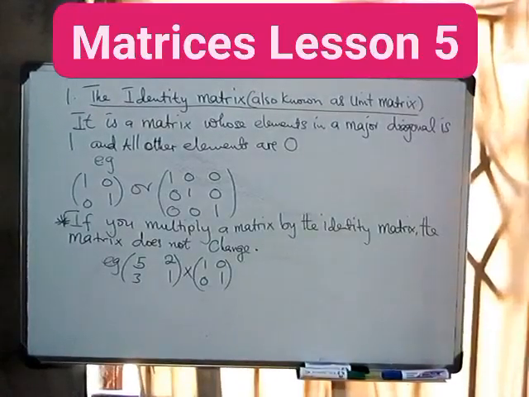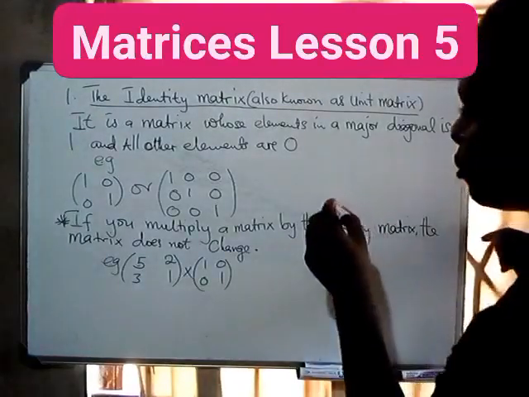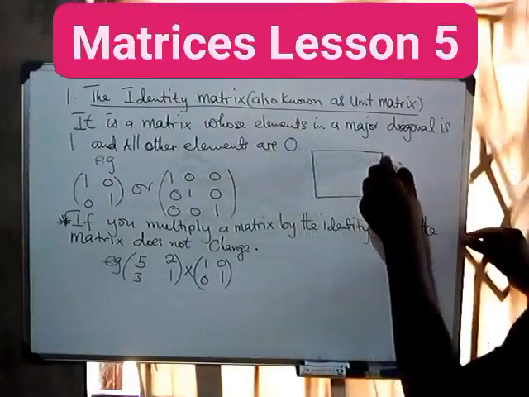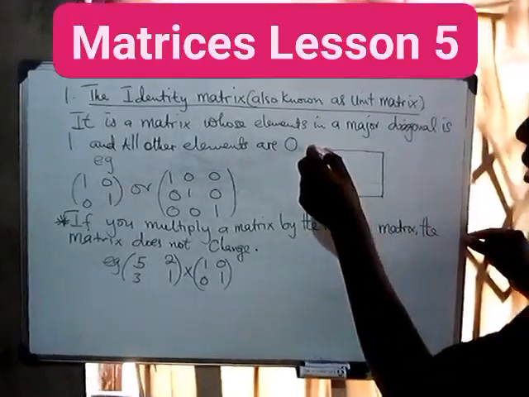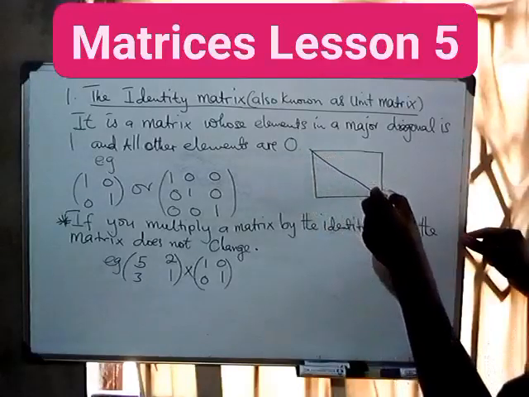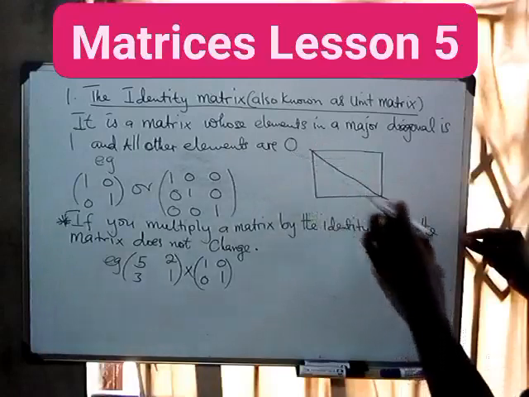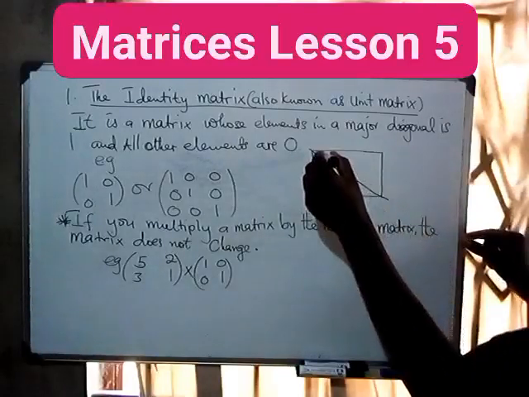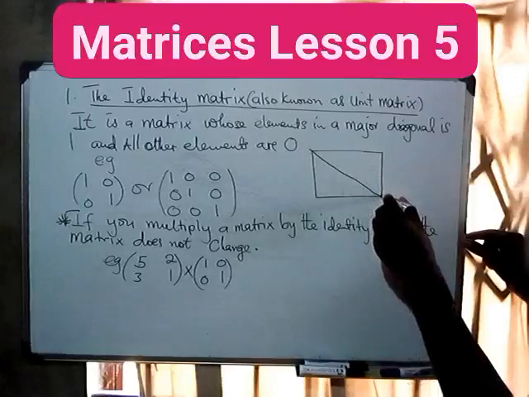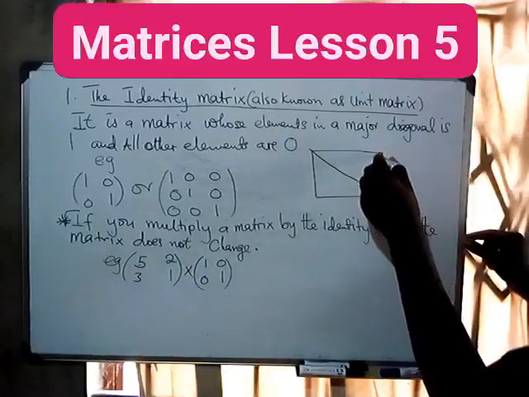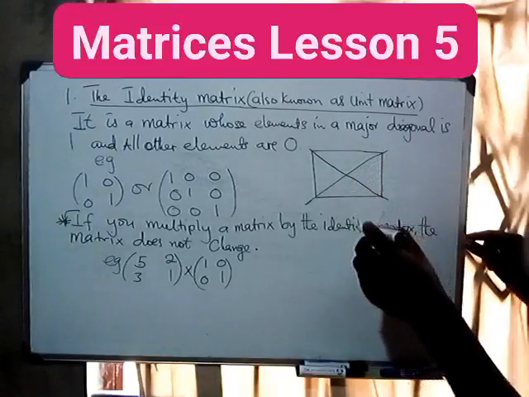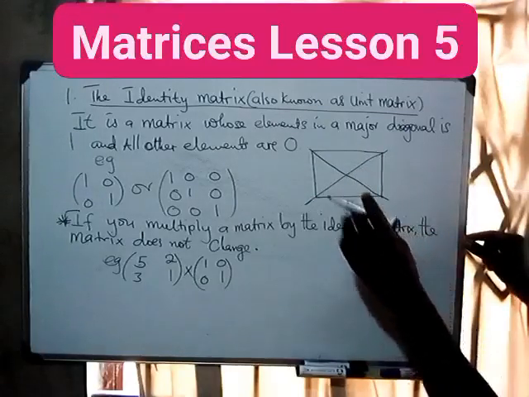What do we mean by saying a major diagonal? If we have a box like this, a diagonal is a line from one corner to the opposite corner. So the line from this corner to this corner is a diagonal, and a line from there to this one is also known as a diagonal. What am I trying to say?